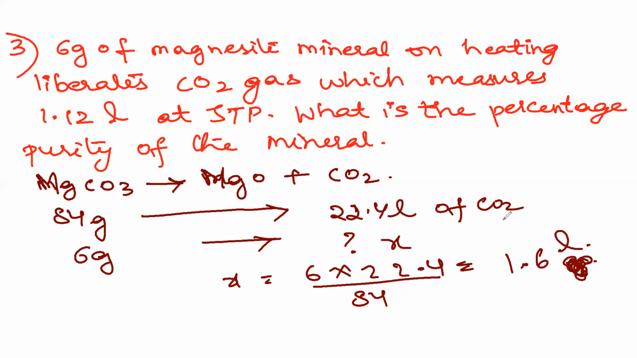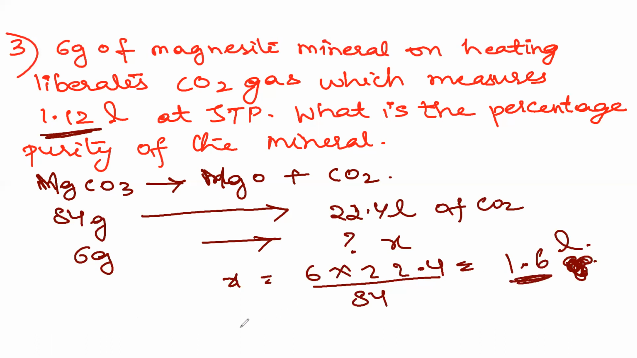So when 6 grams of pure magnesite mineral is heated, we should get 1.6 liters of carbon dioxide gas at STP. But unfortunately, we got only 1.12 liters. So the magnesite mineral is not 100% pure.